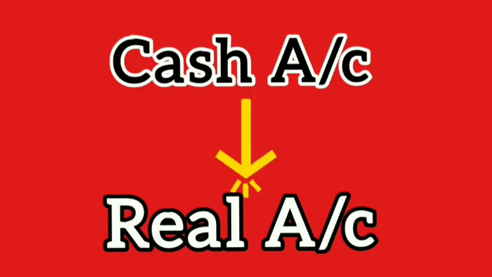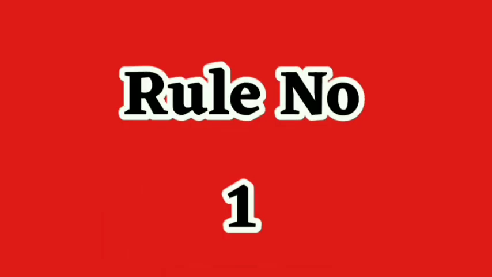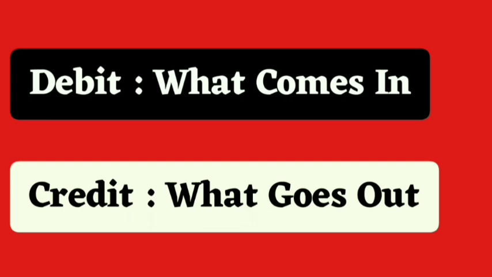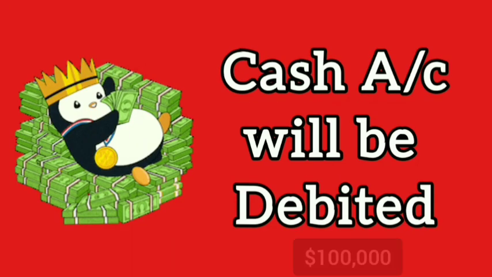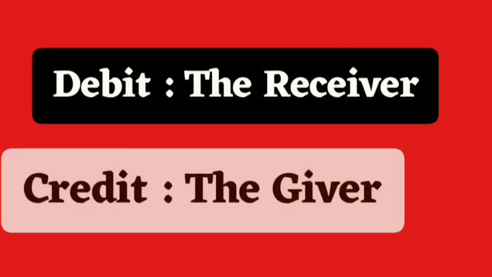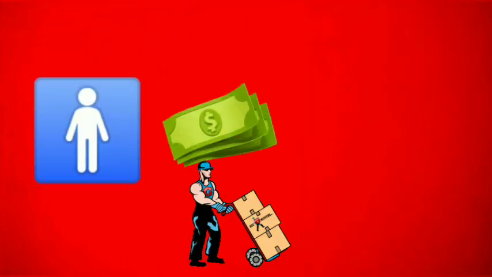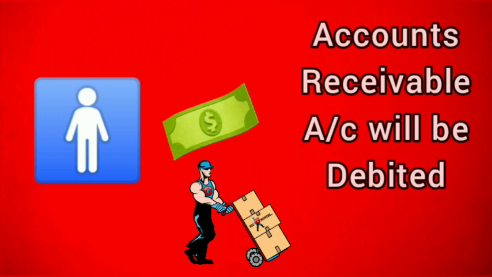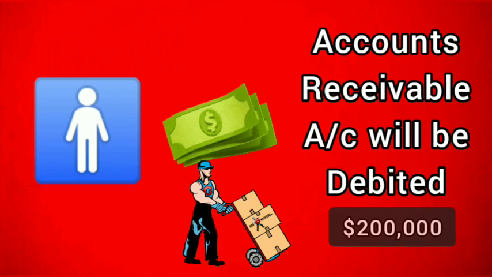Cash is a real account. Therefore, the first golden rule will be applied, that is, debit what comes in, credit what goes out. Cash is coming into the business. Therefore, cash account will be debited with $1 lakh. Next, accounts receivable account, which is a personal account. Therefore, golden rule number 2 will be applied. Debit the receiver, credit the giver. Since receivables are created by selling goods on credit, accounts receivable account will be debited with $2 lakh.